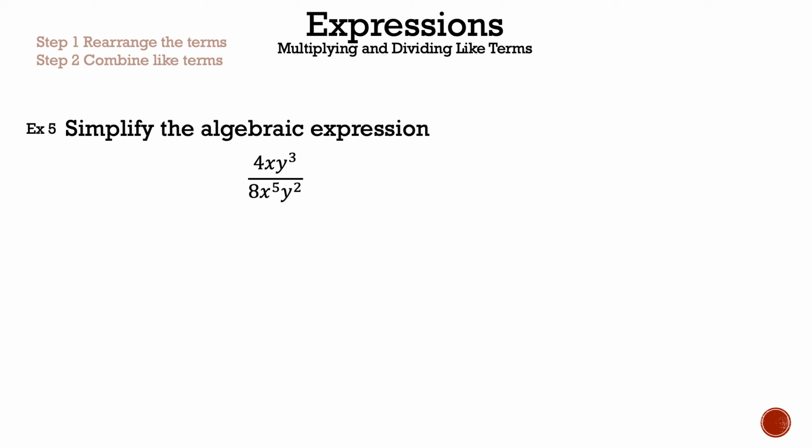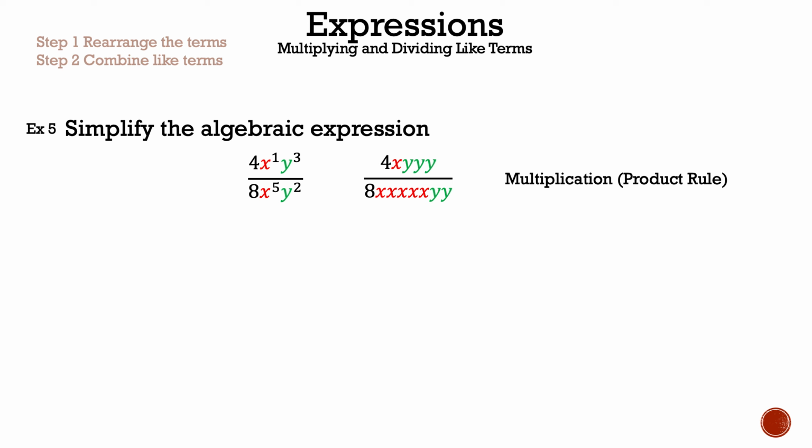Now let's take a look at example 5, where we have 4xy cubed all over 8x to the power of 5 y squared. So let's add that hidden exponent to that variable just to see what's happening. And now we're going to color coordinate the different variables. And so we're going to rewrite it using the reverse of the product rule. We're going to cancel, and now we're going to rewrite it so we can see what we have.